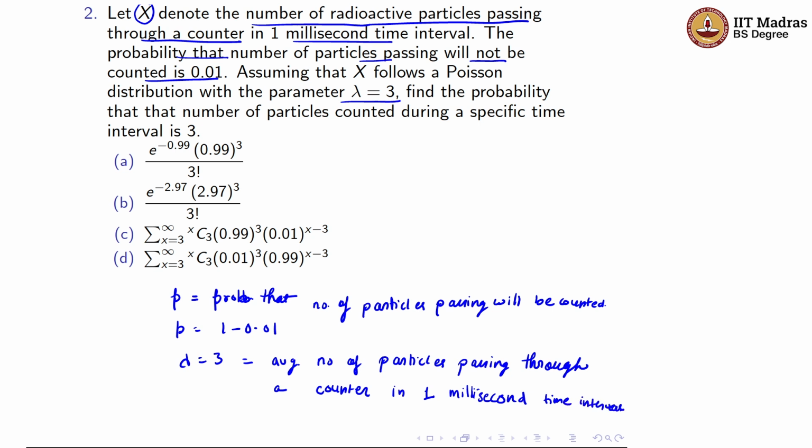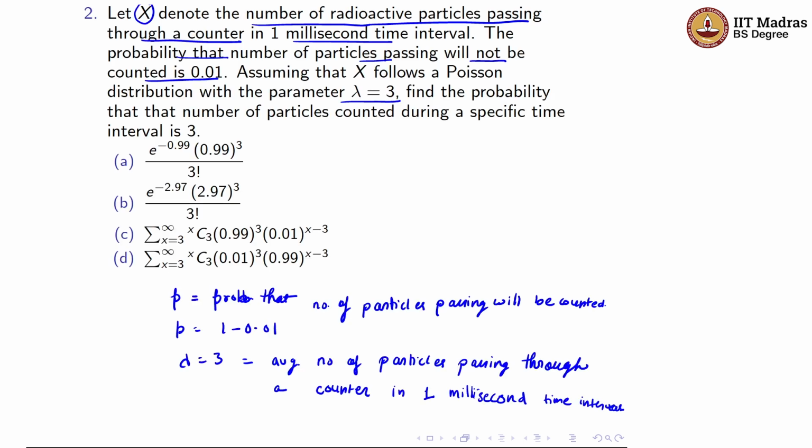Now let us assume that y is another random variable. Since here we have to find the probability that the number of particles counted during a specific time interval, let us suppose y is another random variable which represents the number of particles counted during a specific time interval.